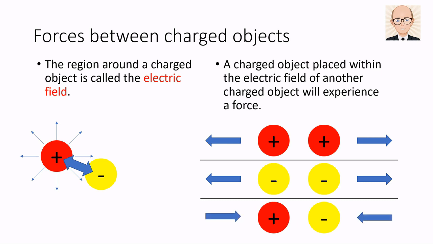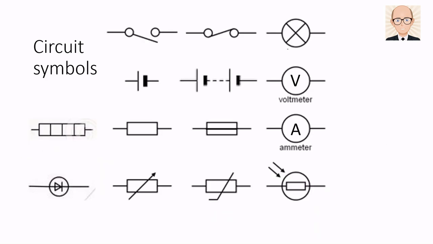You'll be expected to draw and interpret some electrical circuit diagrams. In order to do that, you'll need to know all of the circuit symbols shown here. It would be really helpful for you to pause the video now and quickly test yourself before I show you what each symbol means. So reading from the top, the first is an open switch. Then we have a closed switch.